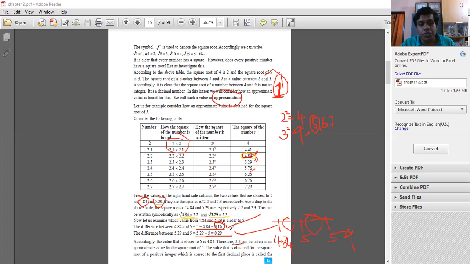Hence, we can take 2.2 as the approximate value of the square root of 5. We are not telling that it is the exact square root of 5, but the approximate one. The exact square root of 5, if you saw it, is 2.23666 something. The other decimal places we are not calculating. We are telling that 2.2 is the approximate value of the square root. So let me go through this again.